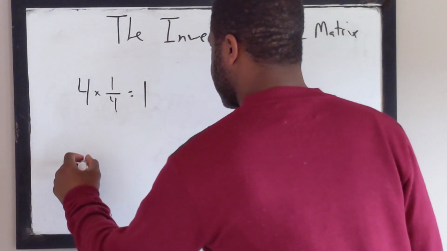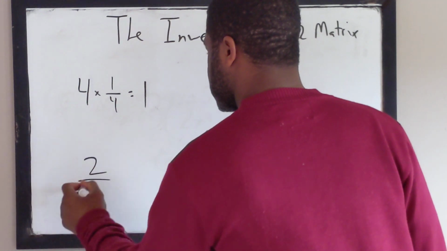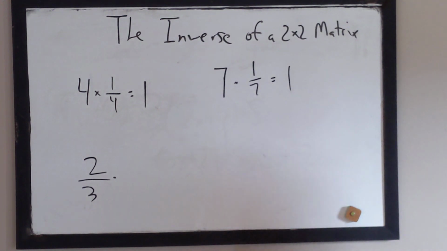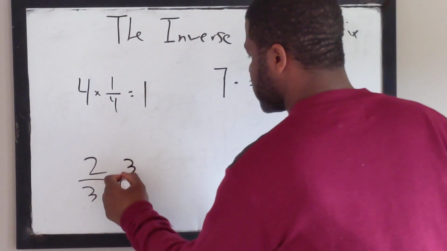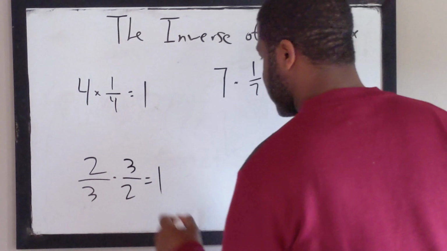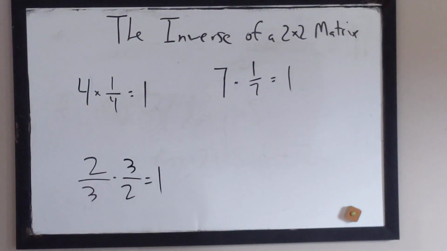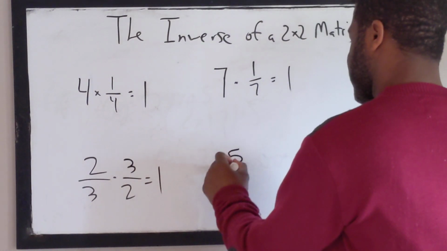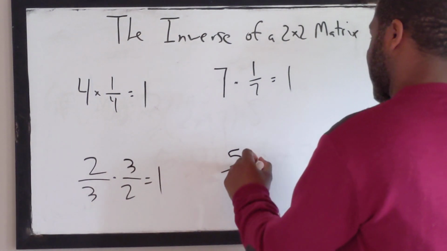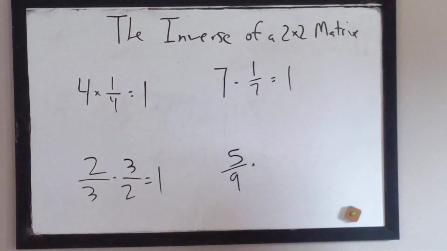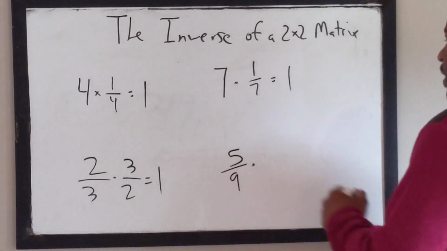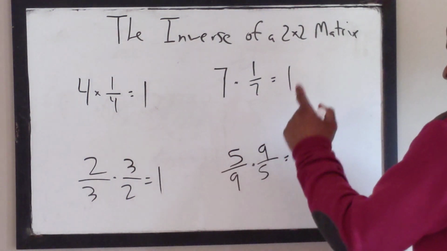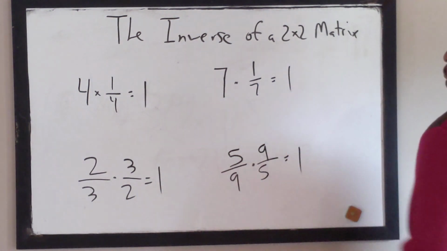We've got 2/3, and you have to wonder what times 2/3 can give you 1. 2/3 times 3/2 gives you 1. We could do one more. We could say 5/9. When we find the reciprocal of 5/9, the multiplicative inverse, that is 9/5, 45/45, which is 1.